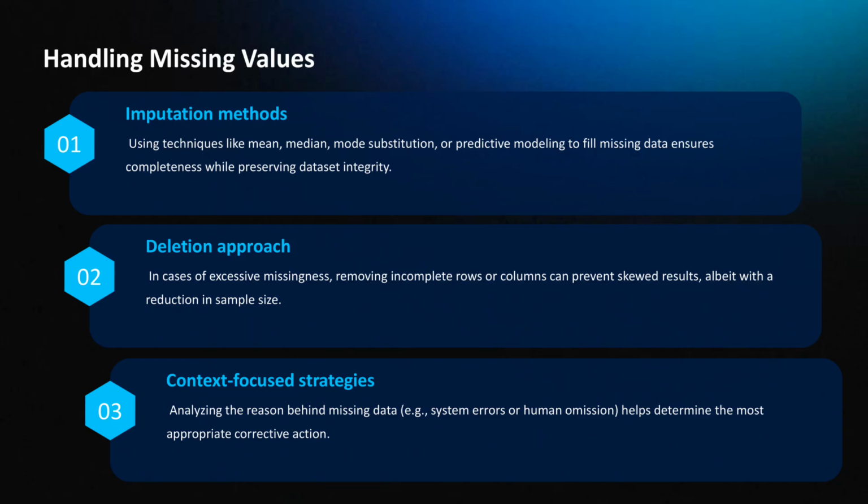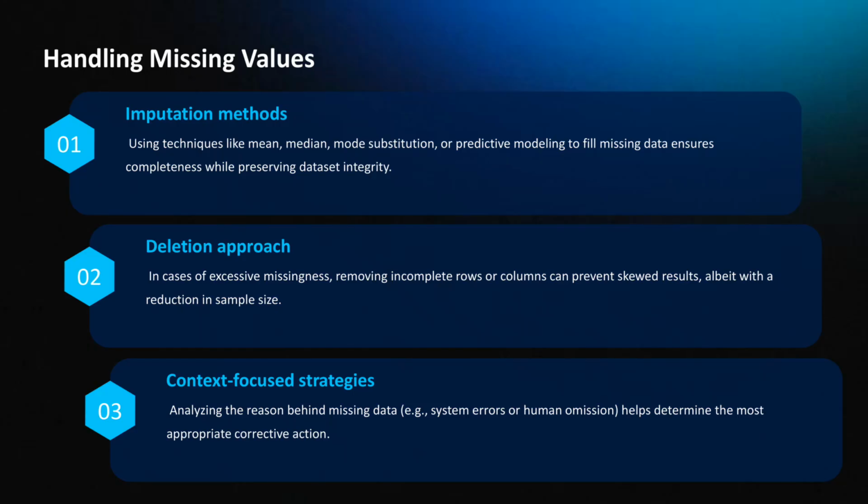Missing values are inevitable, and handling them thoughtfully preserves both data integrity and validity. Simple approaches include mean or median imputation, while more advanced methods use predictive models. In extreme cases, deletion may be appropriate, but understanding why data is missing helps you choose the best corrective action for the context.